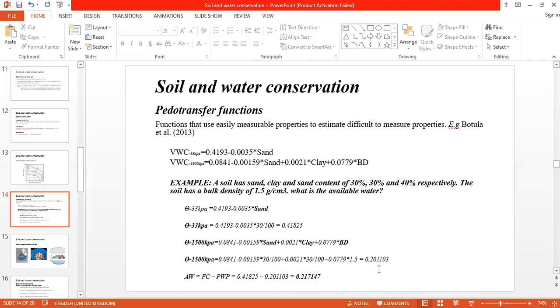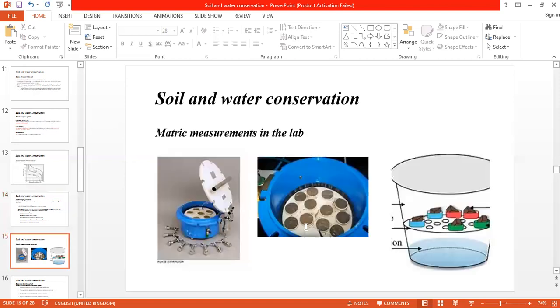Which is volumetric, 0.2. You don't want it to go below this one, and you don't want it to go above that one. So that's the principle.